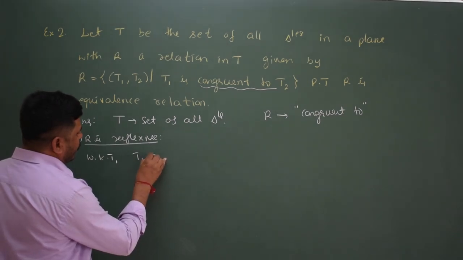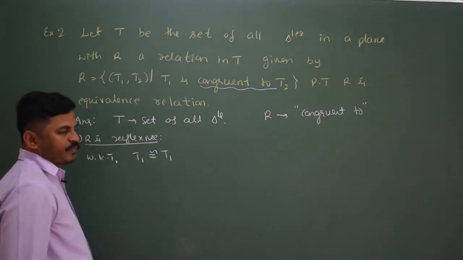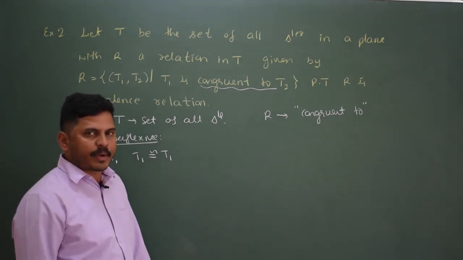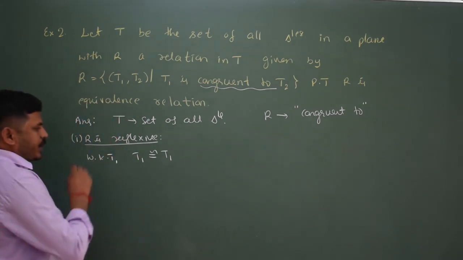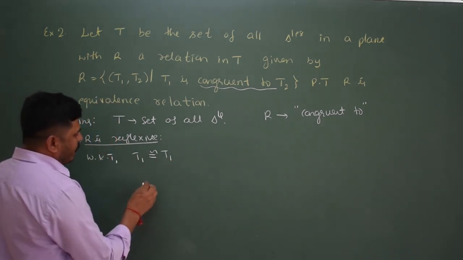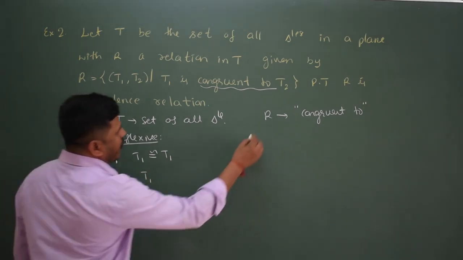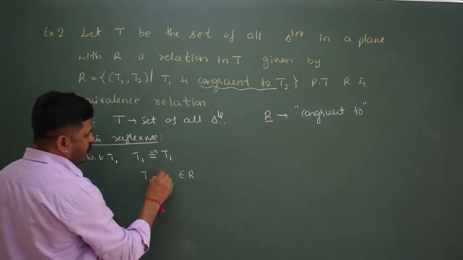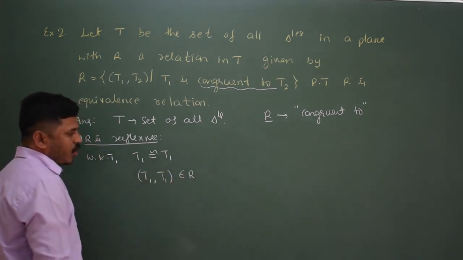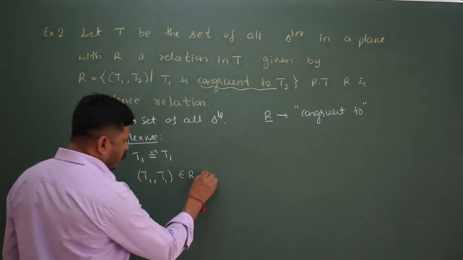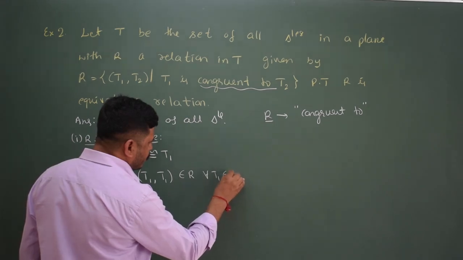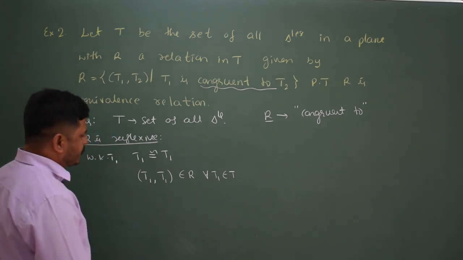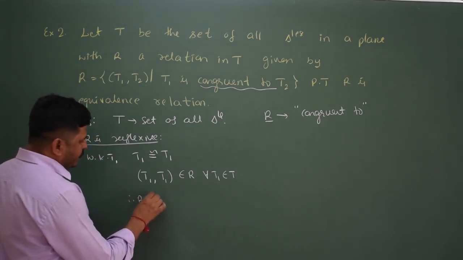Is T1 congruent to T1 itself? Each triangle is congruent to itself. Did you study it in the congruence chapter? Yes. So T1 is congruent to T1. How do we write this mathematically? (T1, T1) belongs to R, where R stands for is congruent to. T1 is congruent to T1. Is it true for all T1 belongs to T? Whichever element we take in T, is this true? Yes. Therefore R is reflexive.